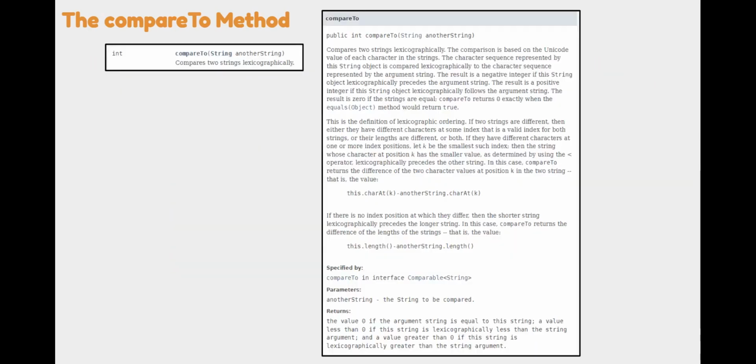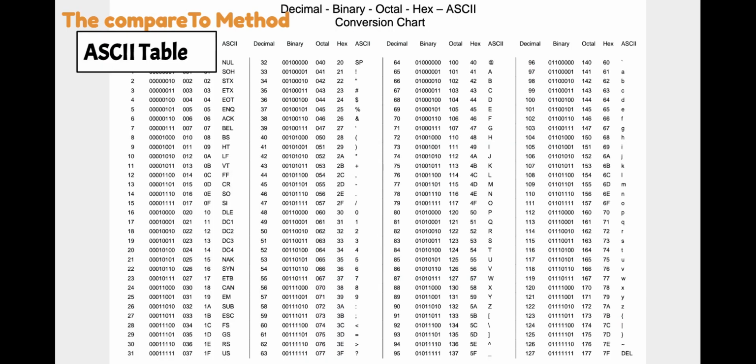This is what that compareTo method looks like at the Java API. It will return an int. The name of the method is compareTo. It will accept a string, which is the other string that you want to compare yourself to. Now, we said it will return positive and negative numbers. How it calculates that number is by using this table called the ASCII table.